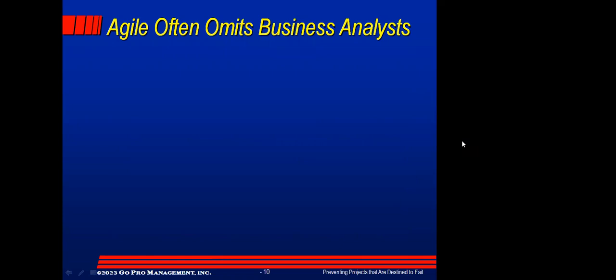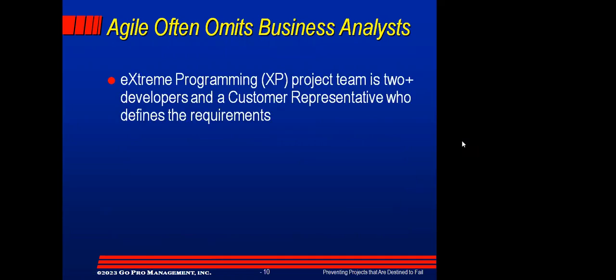Now, many of you are undoubtedly involved with agile development. Notice that agile does not specifically recognize business analyst roles. People with business analysis skills and possibly titles may or may not be involved. There, in the early days of Agile, extreme programming was the dominant technique. And extreme programming teams, project teams, consisted of two or more developers and a customer representative who was responsible for defining the requirements. No project manager, there's no business analyst, there's nothing there except programmers and a customer rep. And there's no saying how much that customer representative knew or didn't know about defining requirements.